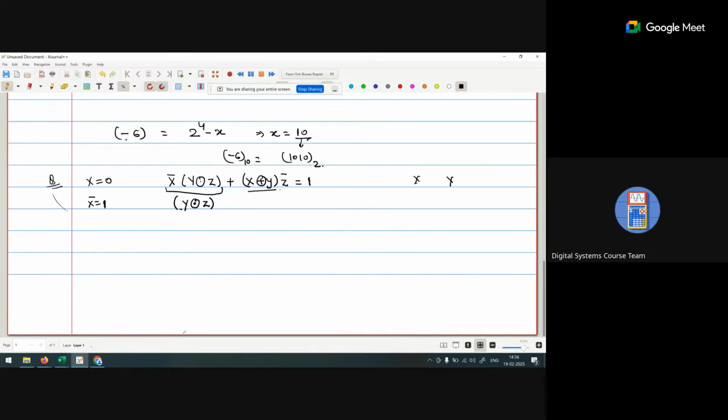Now what is the truth table of the XOR gate? X, Y and output. The inputs are 0 0, 0 1, 1 0 and 1 1, so the output is 0 1 1 0. If I fix one input as a constant 0, then the output is similar to the second input. If the second input is 0, output is 0. If the second input is 1, output is 1. So if any input is 0, this XOR gate will behave as a buffer.